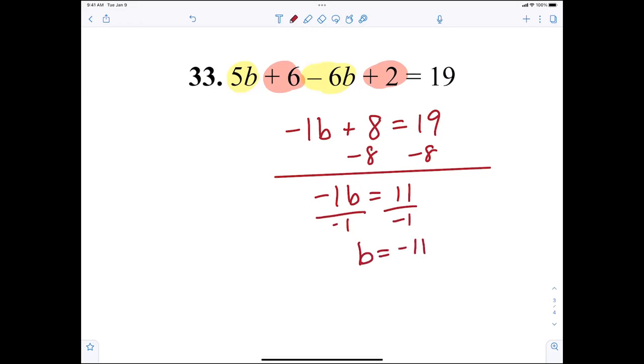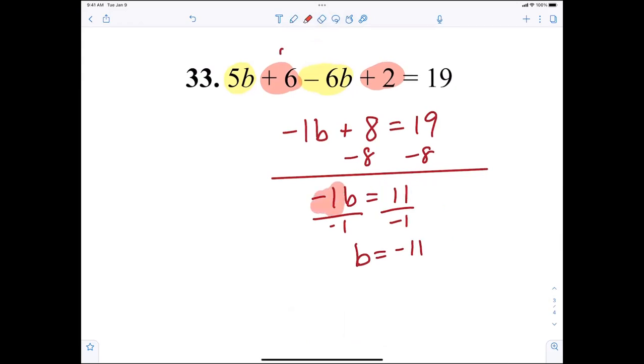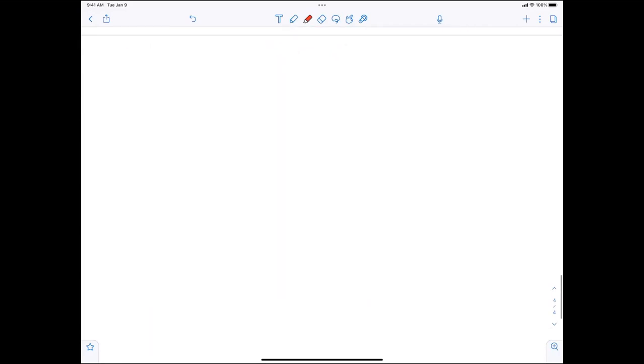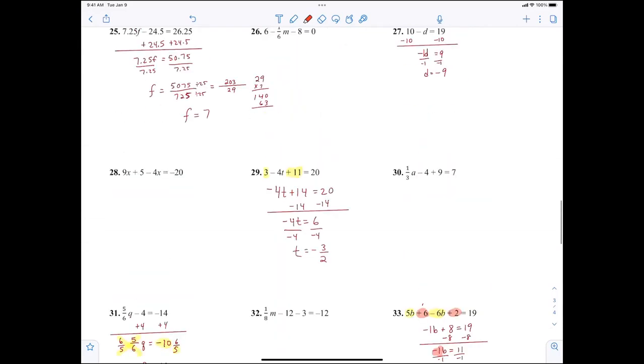I have a question on that. Why would you divide by -1? Because that's the number in front of b. Oh, the number in front of b. Yeah. I thought that was a 16, like -16. Okay. All right, that's it.